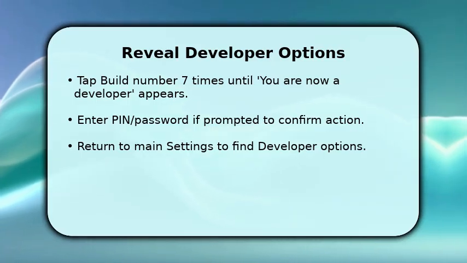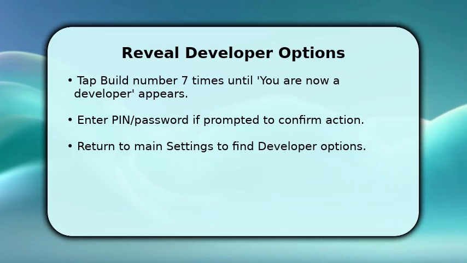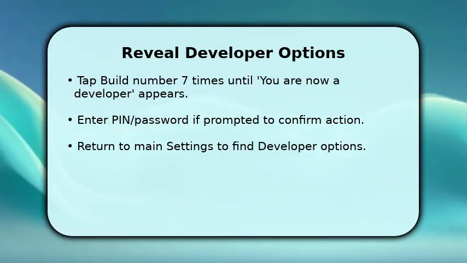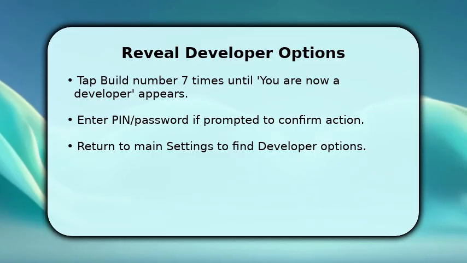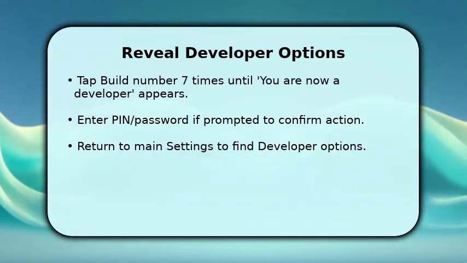If the phone asks for your PIN or password, enter it to confirm. This protects access. Once done, press back to the main settings screen and look for developer options, often under System or Additional Settings. You do this because Android hides advanced controls from casual users. Revealing them gives you toggles for debugging and performance tweaks.